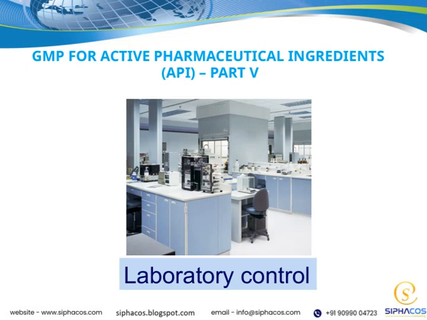Let's now turn our attention to laboratory control, a crucial aspect of GMP for active pharmaceutical ingredients, or APIs. In this part of the presentation, we'll explore how laboratory controls ensure the quality, safety, and efficacy of APIs throughout the manufacturing process. Laboratory control involves systematic testing and analysis of raw materials, in-process samples, and finished products. This helps us verify that each batch meets specified standards. It's not just about meeting regulatory requirements, it's about safeguarding patient health by ensuring consistent product quality.